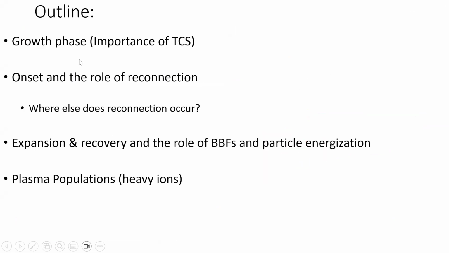The outline of this talk, I'm breaking it up into the different substorm phases. We're going to start talking about the growth phase and the importance of thin current sheets there. Then we're going to move on to the onset of the substorm and the role of reconnection, maybe talk a little bit about where else reconnection might occur in the magnetotail. And then we'll talk a little bit about the expansion and the recovery phases and the role of bursty bulk flows and particle energization during these substorm dynamics. And finally, I'll talk a little bit about heavy ions and how they influence the substorm dynamics.